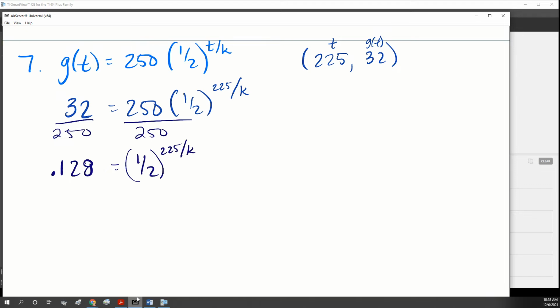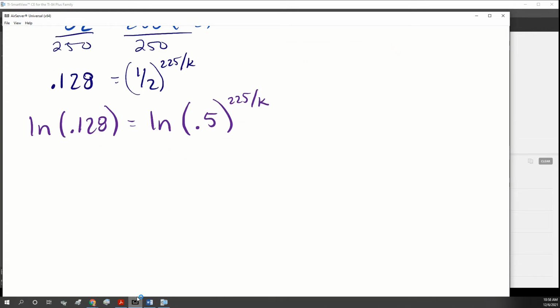All right, and then the only way to get that exponent down is to do logarithm of both sides. And I'm going to go ahead and use 0.5 for 1/2. It just helps us not make a careless mistake in the calculator. All right, and then don't forget, the whole point of that is so you can bring down the exponent.